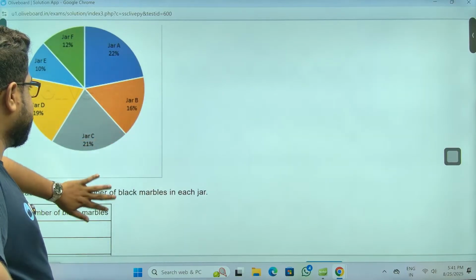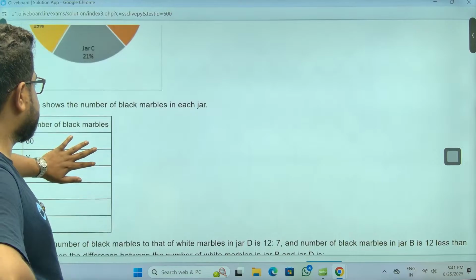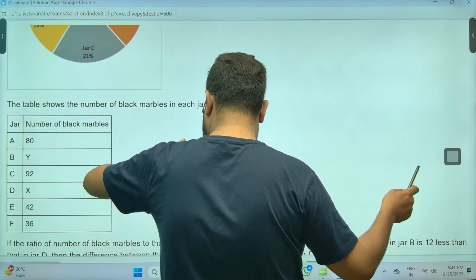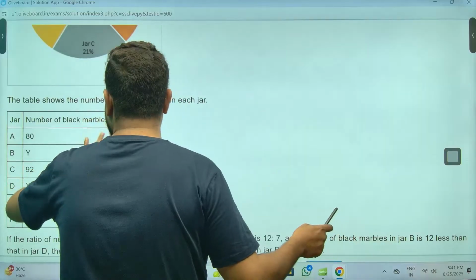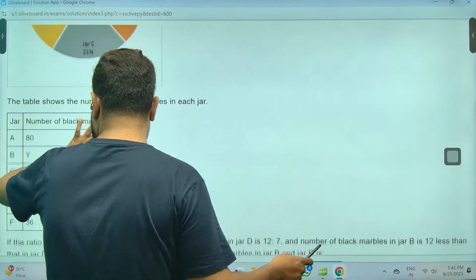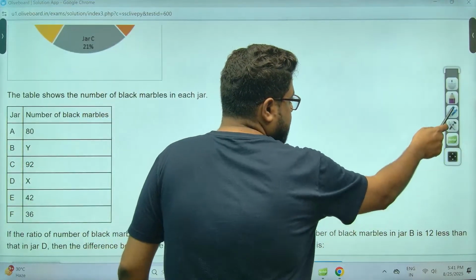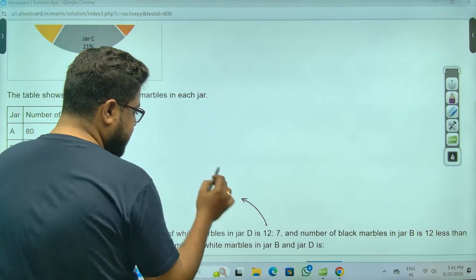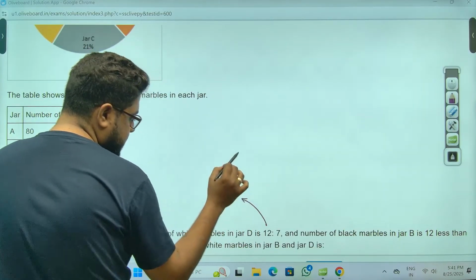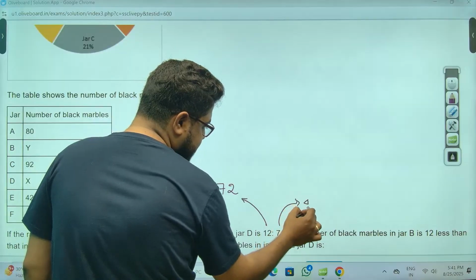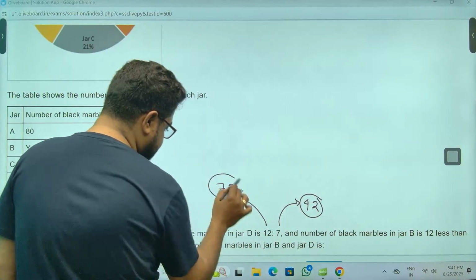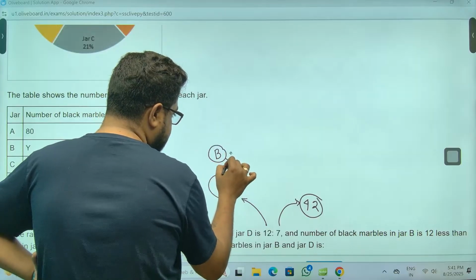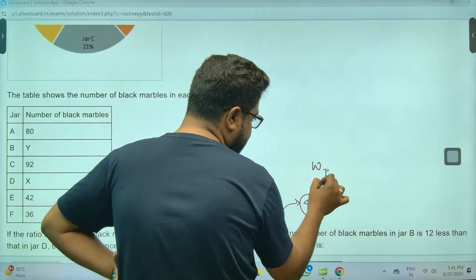B is 16%. Okay, sir. Let's do one thing with 600. B is 16%. Remember this. 12% of 600, that is 72, sir. 7%, 6 sevens are 42. This is the black and white, right? So this is black in D and this is white marble in D.